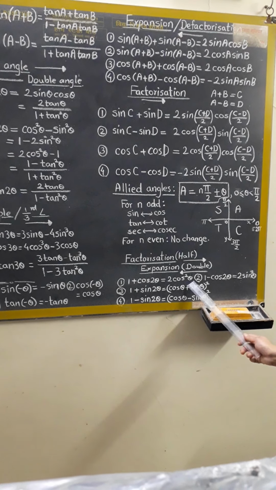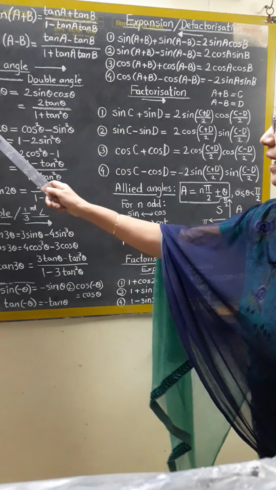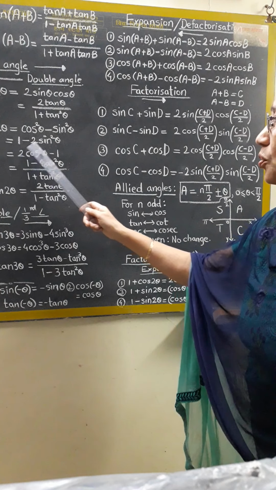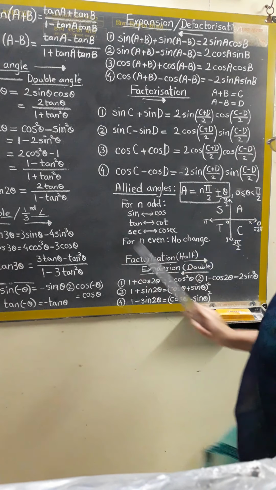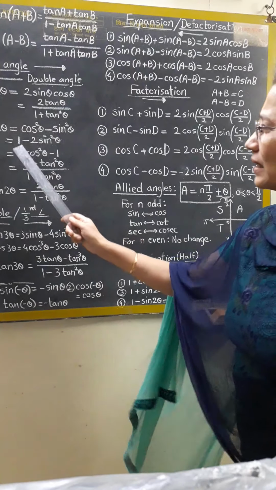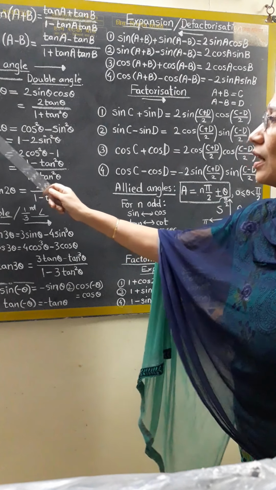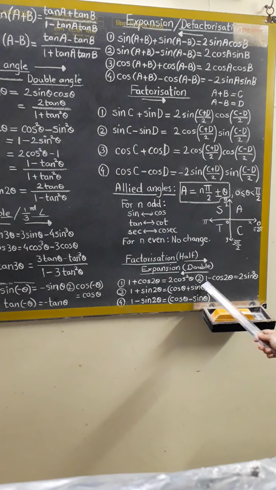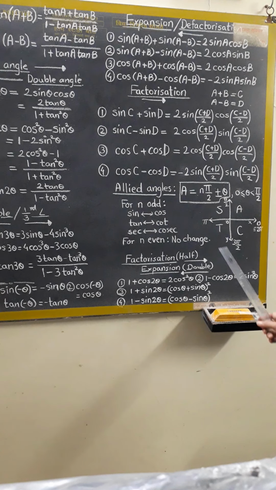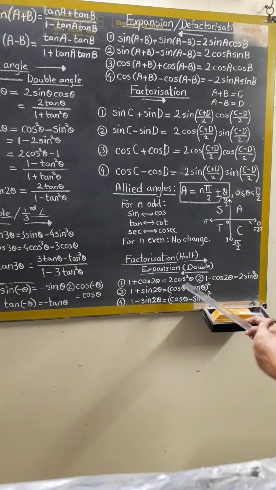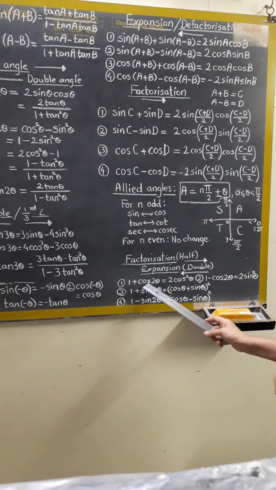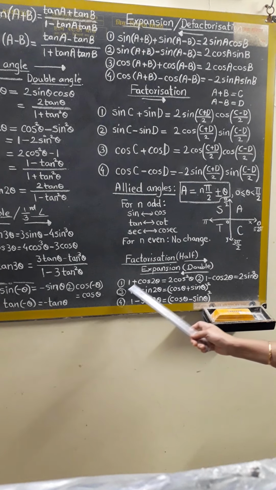In the same manner, using the second formula, cos 2 theta is 1 minus 2 sin square theta. Minus 2 sin square theta, when you take it to the left side, becomes plus 2 sin square theta, and at the same time we bring cos 2 theta from left to right, and it becomes minus. So 1 minus cos 2 theta is equal to 2 sin square theta. These are the half angle formulae.